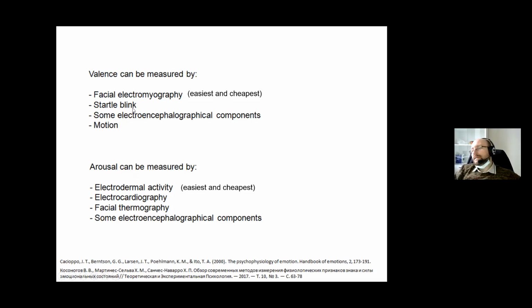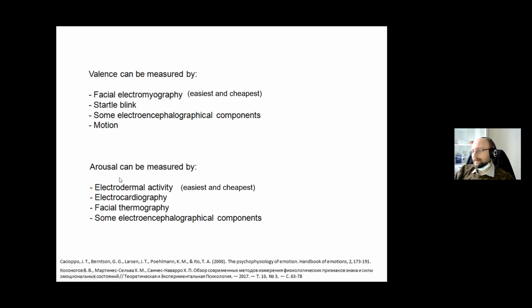A startle blink is always used, but it's a very narrow paradigm, when you need to startle your participants. You can use several electroencephalographical components that we did not discuss right now, and we see that motion can also be used, but still its use is narrow. So the best way, I would say, is electromyography. We routinely measure it, and more or less always it works, at least in grand averages, when we average several participants in several conditions, in several iterations, sorry.